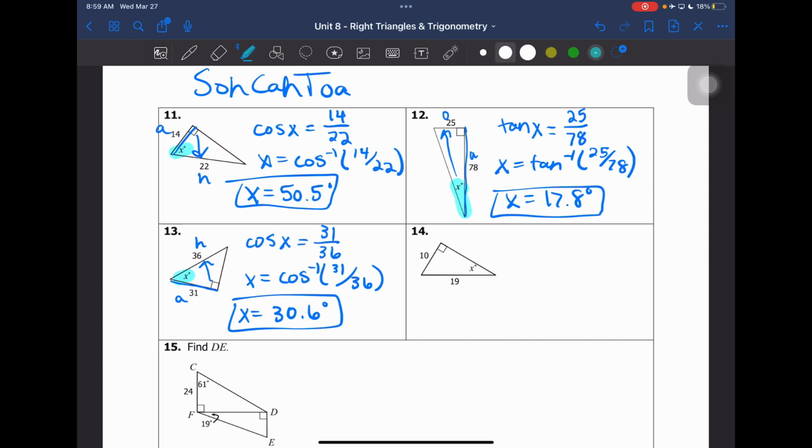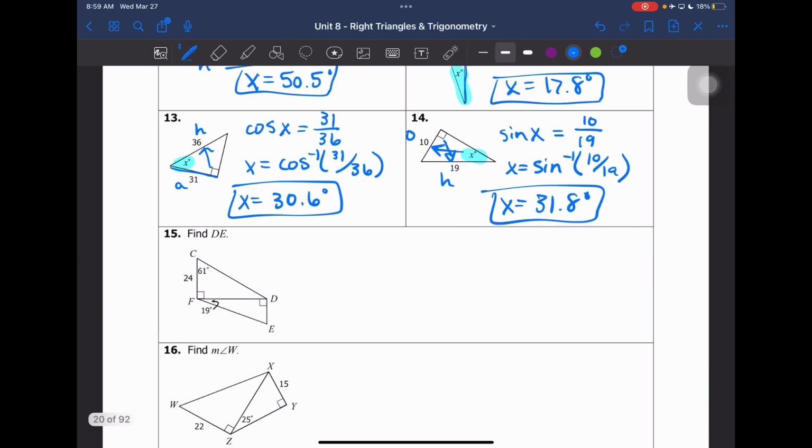And let's do one more of these simple ones. I can see that I'm working with a leg that's across from my angle. That makes it the opposite one. And then the 19 is across from the right angle, so that makes it the hypotenuse. If I have opposite and hypotenuse, I'm going to use sine. I don't know the angle measure, so I'll just put sine of x is equal to 10 over 19 because it's opposite over hypotenuse. So x would just be the inverse sine of 10 over 19. And the inverse sine of 10 over 19 comes out to 31.8 degrees.